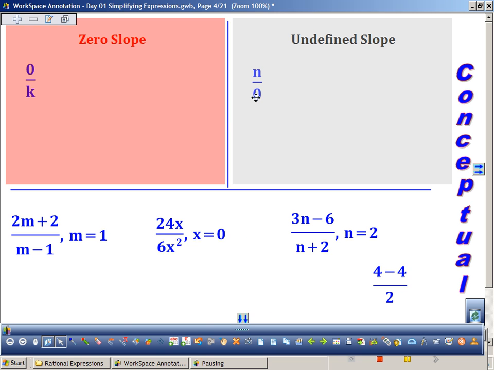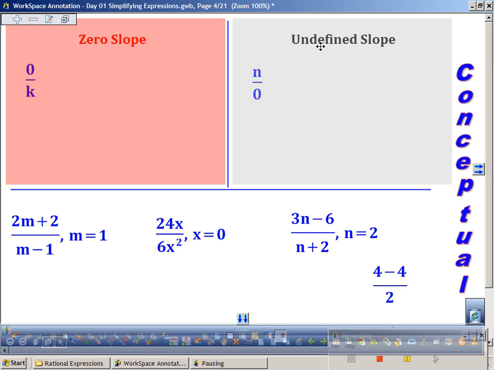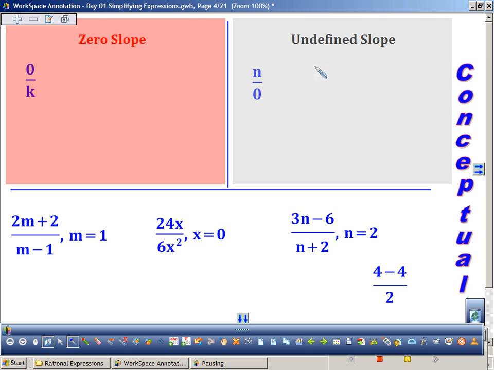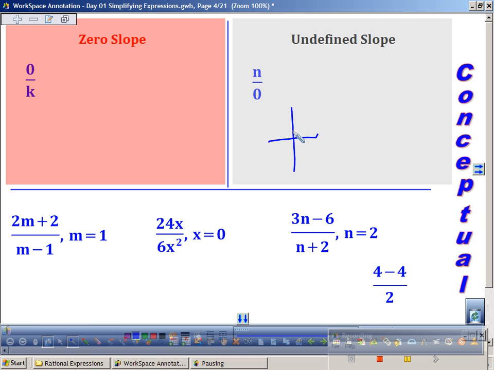N over O is no, right? So when there's a 0 in the denominator, that means undefined slope. The reason for that is, you guys, what if N was 1? Rise up 1 and go nowhere on the 0, correct? Let's start here. Rise up 1. Am I going to move to the right or the left? Rise up 1 again. Am I going to move to the left or the right? Rise up 1 again. See that?